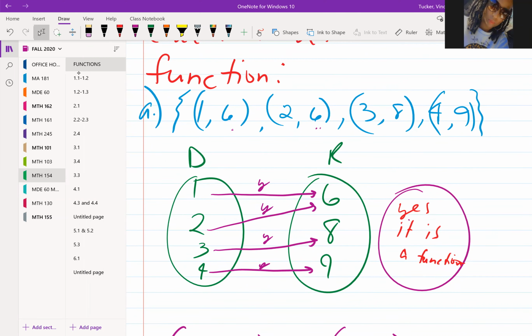Since f of x is equal to 2x plus 1, I plug in 3 for x. 2 times 3 is 6. 6 plus 1 is 7. So I plug in 3, got out 7. As an ordered pair, x would be 3, y would be 7. All right, any questions?